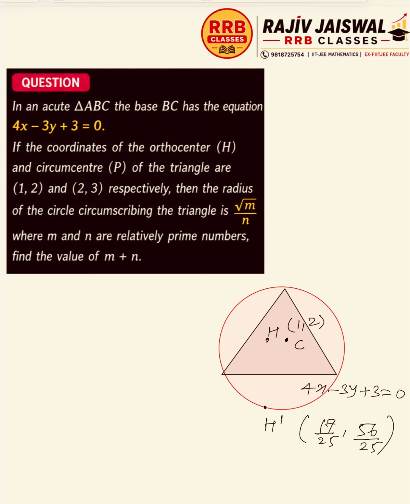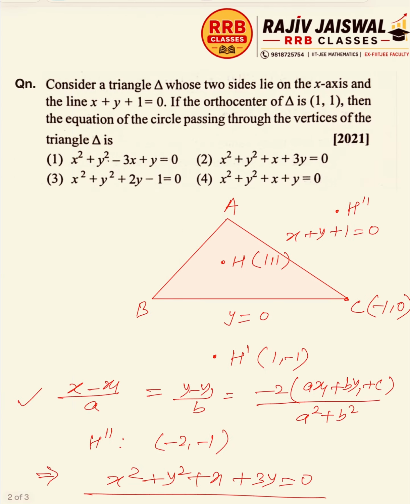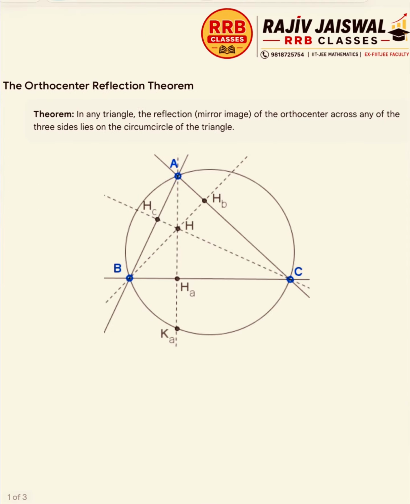As we find H dash, this H dash will lie on the circumcircle. Now the circumcenter is also given, that is 2, 3. So obviously the circumradius r is nothing but C H dash. Using the distance formula, we can easily find C H dash. So the same result is used in this question and in the previous question also. So this is a very important concept. We need to remember this concept.